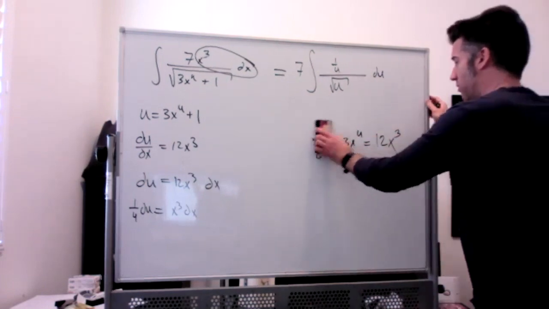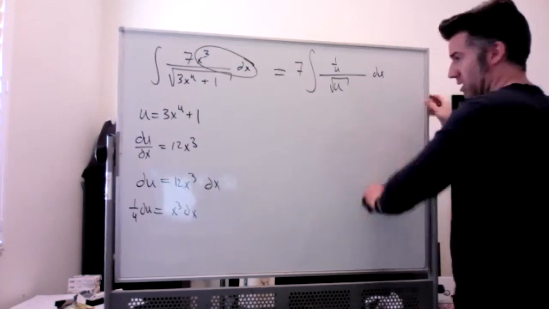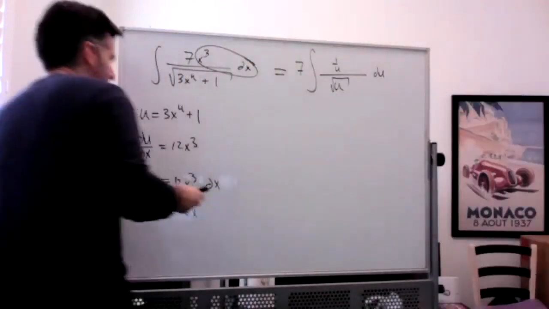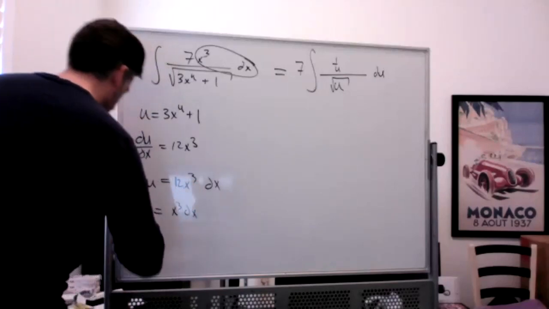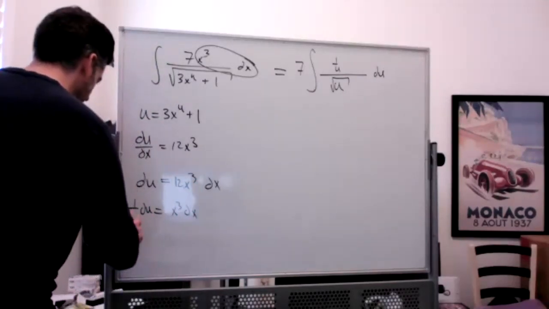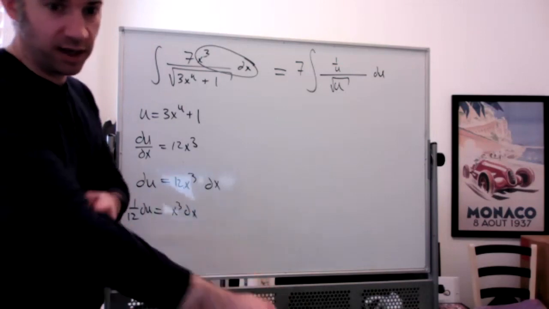But yeah, totally right. I totally missed the coefficient of 3 there. So 12x cubed, 12x cubed, so this would be 1/12 du equal to x cubed dx.